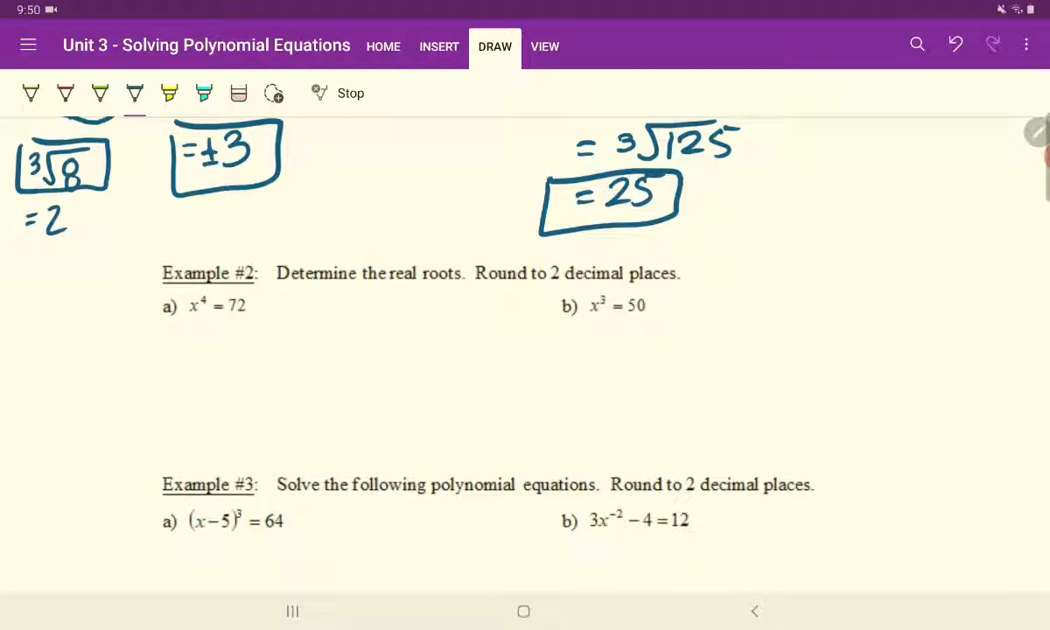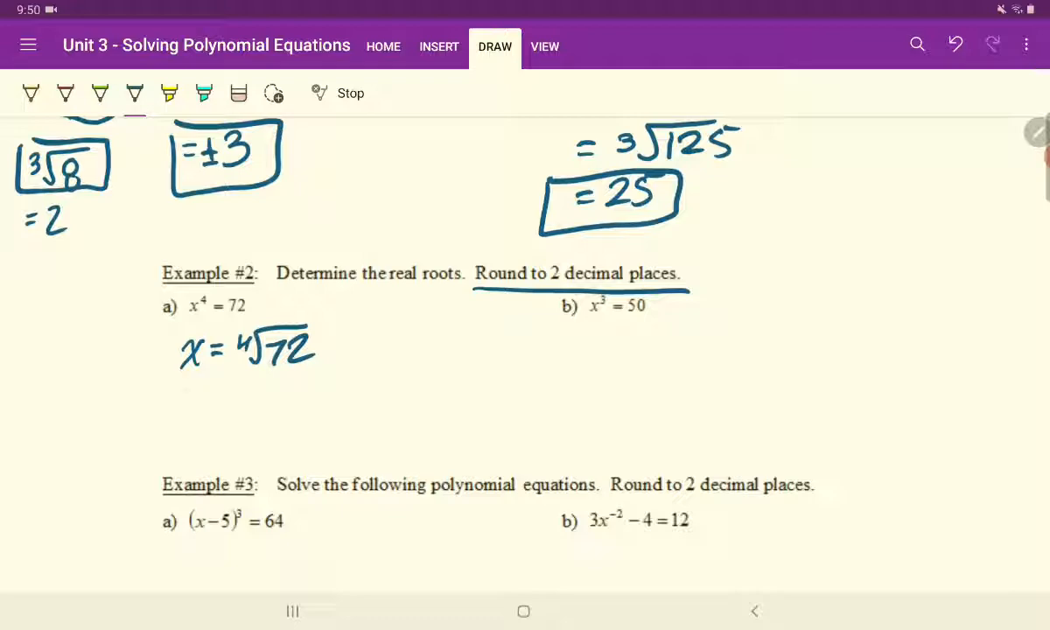All right, so it says determine the real roots, round to 2 decimal places. Okay, that's what we're going to do here. We're going to be rounding to 2 decimal places, so make sure that we do that. Okay, so starting with x to the 4 equals 72.